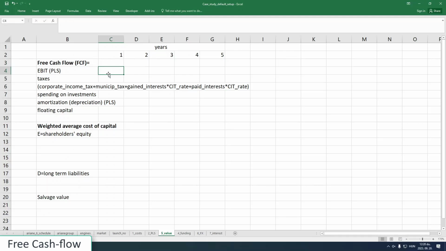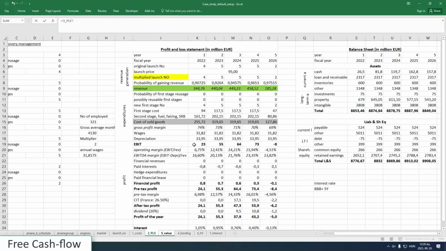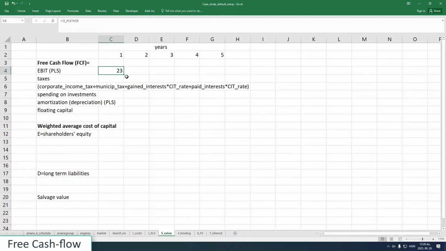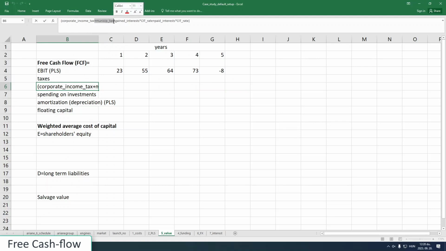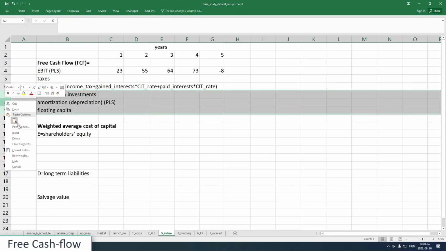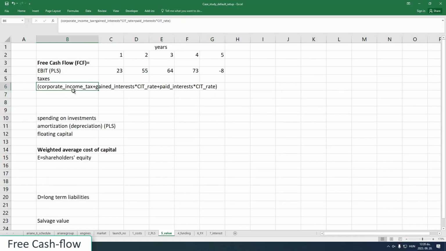So let's see what the EBIT is. Obviously we should refer back to the profit and loss statement. Okay, taxes: corporate income tax, municipality tax, gained interests, paid interests. Obviously we don't have municipality tax, so we can remove this from the equation. Corporate income tax we have one, so maybe we should extend this to simplify.